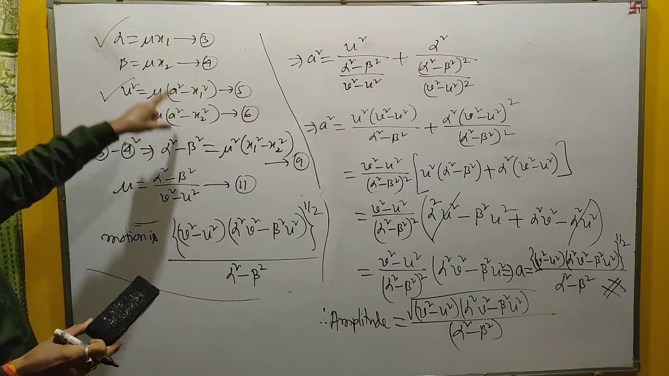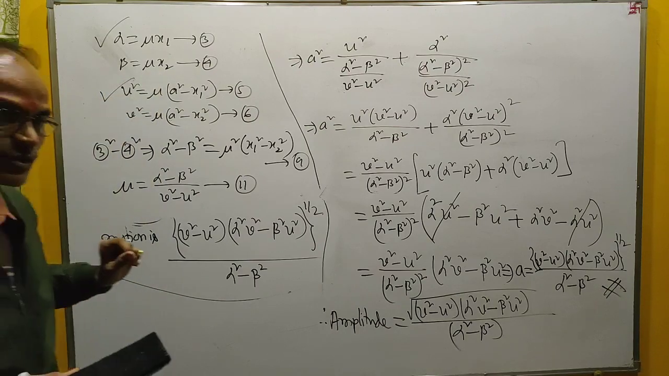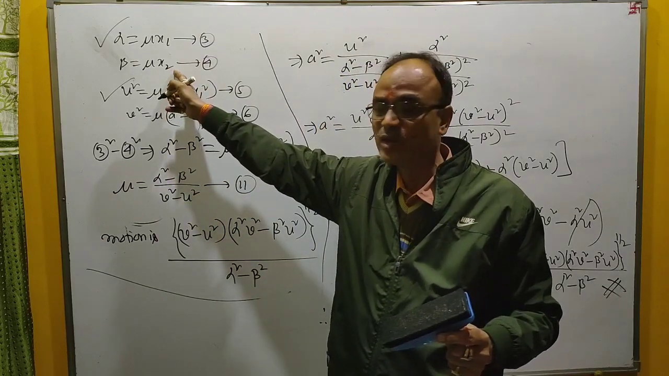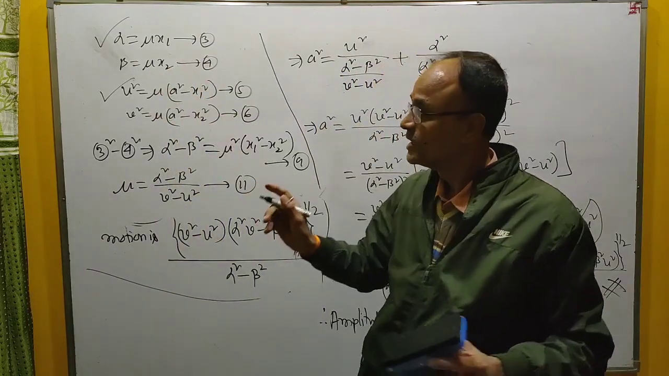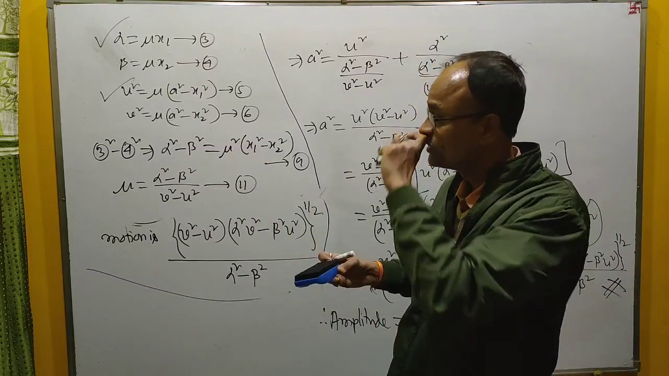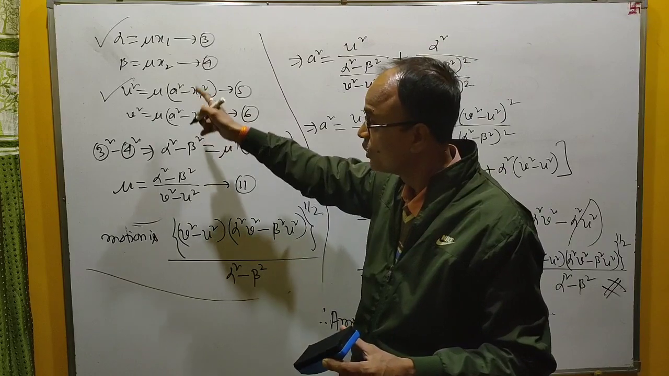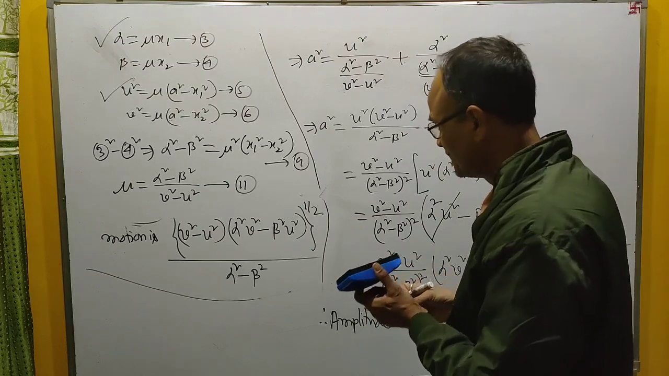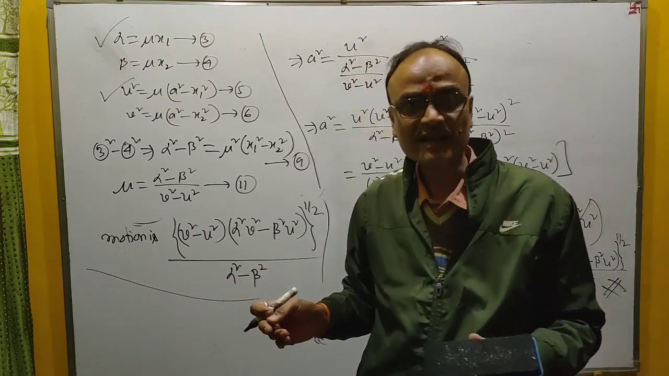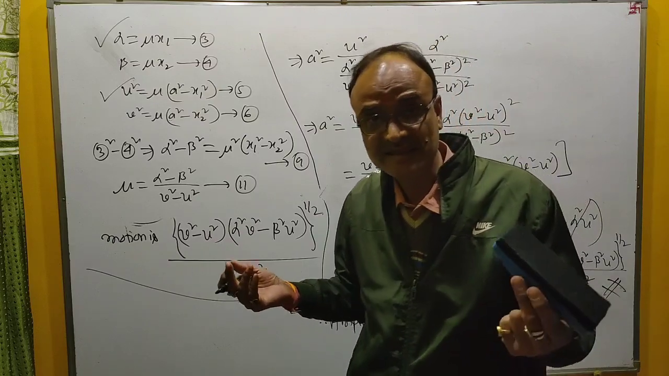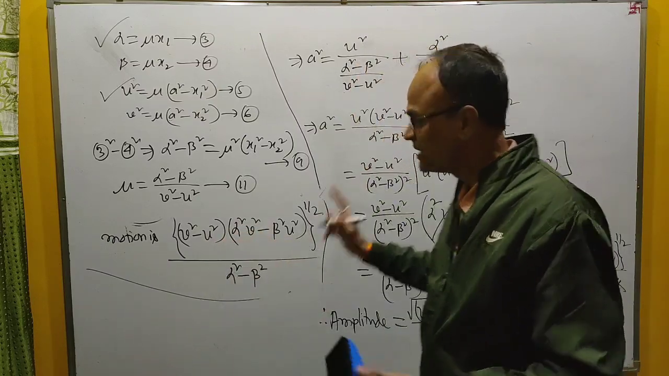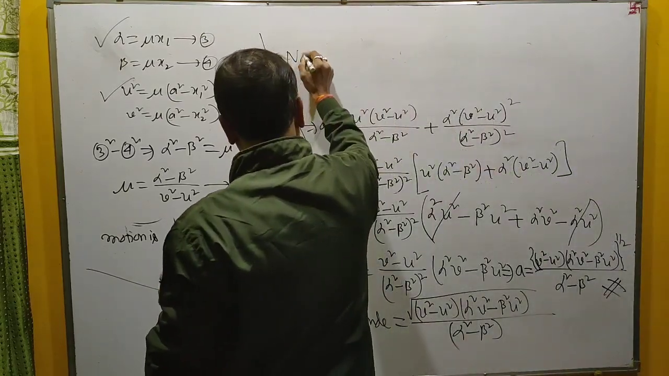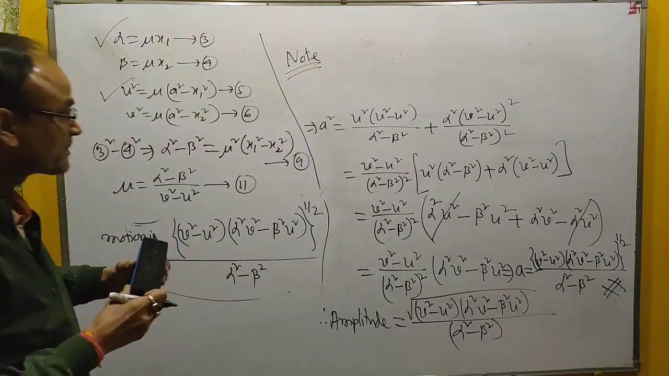Now, from 4, you may find x2 square is equal to beta square by mu square. And you may put the value of x2 square in number 6. In that way also you can find the value of A, and you will find the same result. A is equal to this. Very important, you may verify this one.